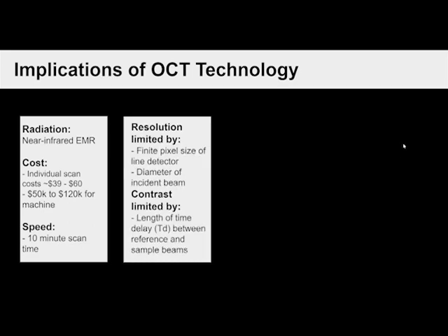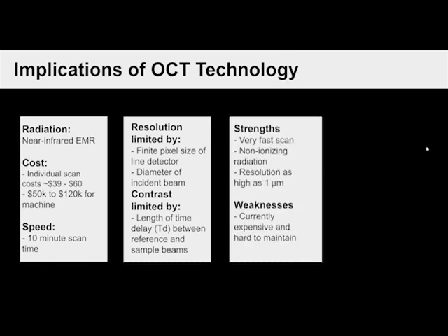The resolution of OCT is limited by two things: the finite pixel size of the line detector and the diameter of the incident beam. And contrast, similarly, is limited by the length of time delay between the reference and sample beams. Some strengths of OCT technology include its speed, again, very fast scan, the fact that it's non-ionizing radiation, so it's pretty safe for users, and the resolution is very high, and it can be as high as 1 micrometer. However, the main weakness associated with OCT is that it is currently pretty expensive and hard to maintain for a simple scan that is very preventative.